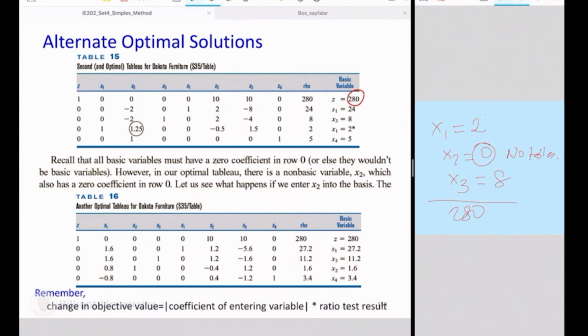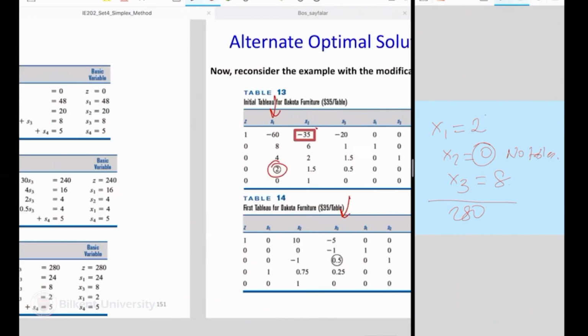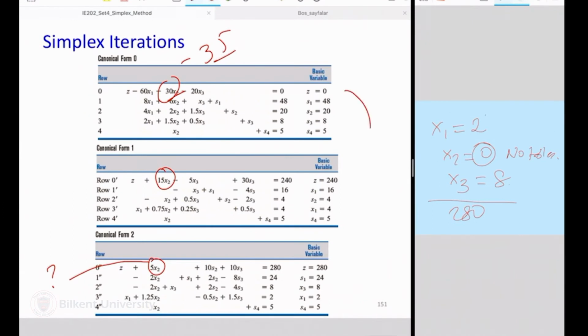So this is my optimal tableau, right? 280, I have non-basic variables with positive coefficients, so that's my stopping criteria. No variable can enter and improve my objective function, okay? But how did we say this improvement from here to here was 0 to 240? How did we get there?